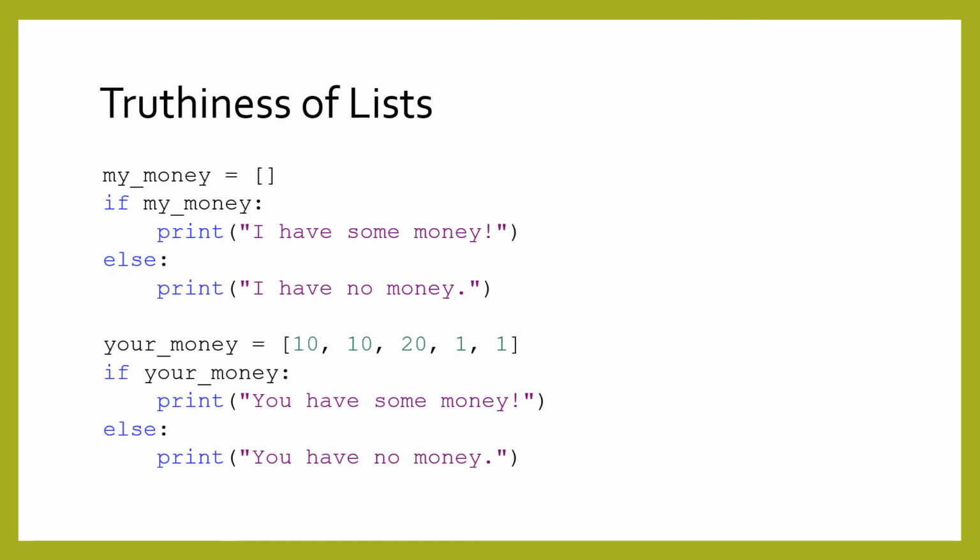When used as a conditional, a list evaluates to true unless it is empty according to the rules of truthiness. This can be very convenient when writing conditional expressions involving lists. If you want to test if the list is not empty, you just write the name of the variable holding the list.